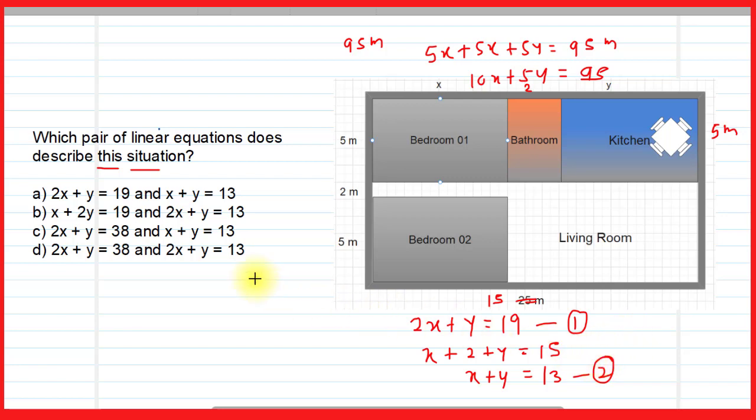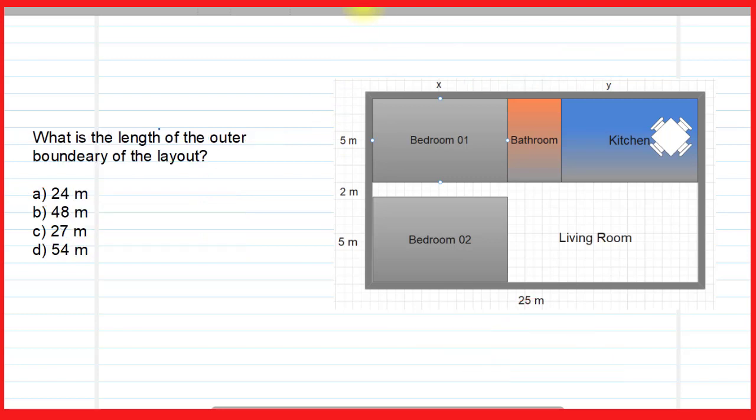So the situation will be expressed by which one? It is 2x plus y is equal to 19, and the second is x plus y is equal to 13. So the first option is the correct option. Now see another question. What is the length of the outer boundary of the layout?